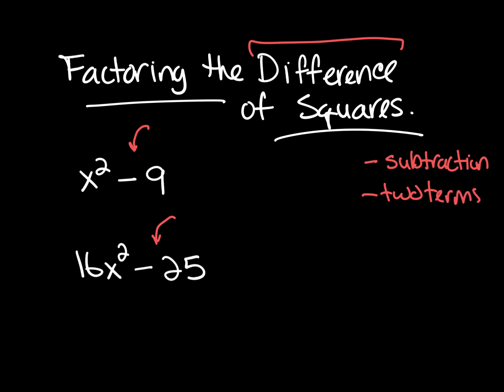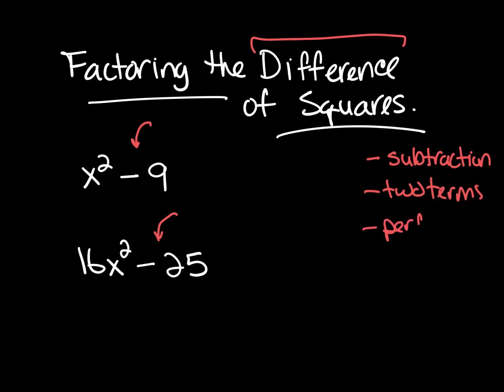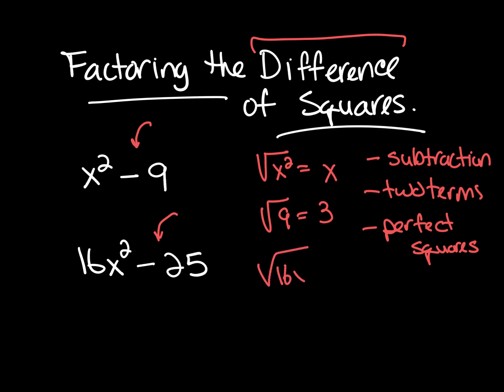And both terms are what we call perfect squares, okay? Perfect squares are numbers or variables with exponents that we can take the square root of. So, for example, x squared, I can take the square root of x squared, that's x. The square root of 9 is 3. The square root of 16x squared is 4x. And the square root of 25 is 5. So as you can see, all of these terms are perfect squares.